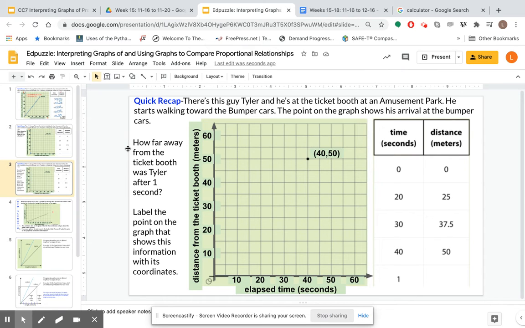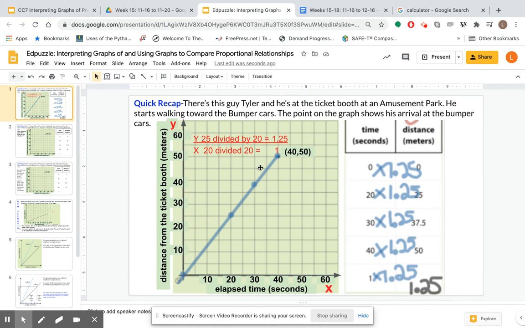Moving on. Guys, same situation, okay? It says, how far away from the ticket booth was Tyler after 1 second? Now, we already figured that out on the other slide. It was 1.25, and we got that by choosing a Y value from the table, and then the matching X value in that table was 20, okay?